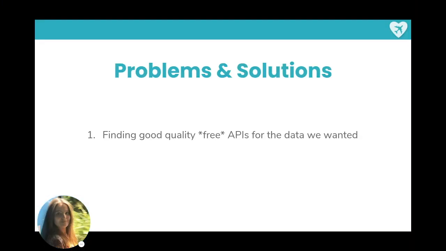Moving on to problems and solutions with our app. The main problem that we faced with the app was finding APIs that would give us the detailed COVID data that we wanted. And we managed to find 2 free APIs, one which gave us the country COVID risk factors out of 5, and then another API which gave us detailed COVID figures for each country, such as the number of cases, the number of deaths, and the number of recoveries.